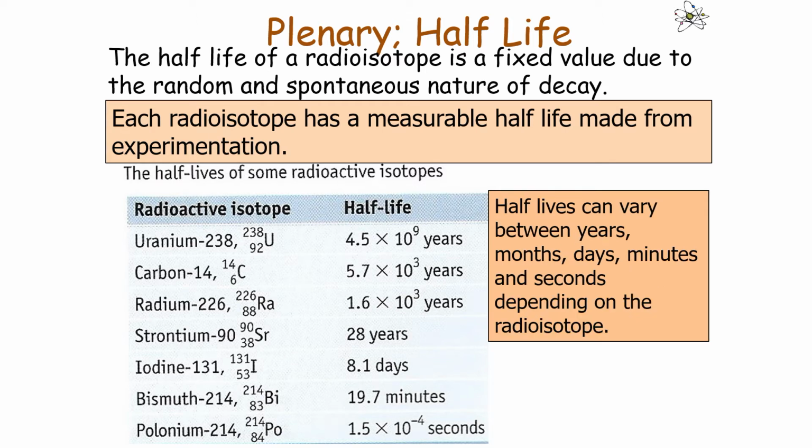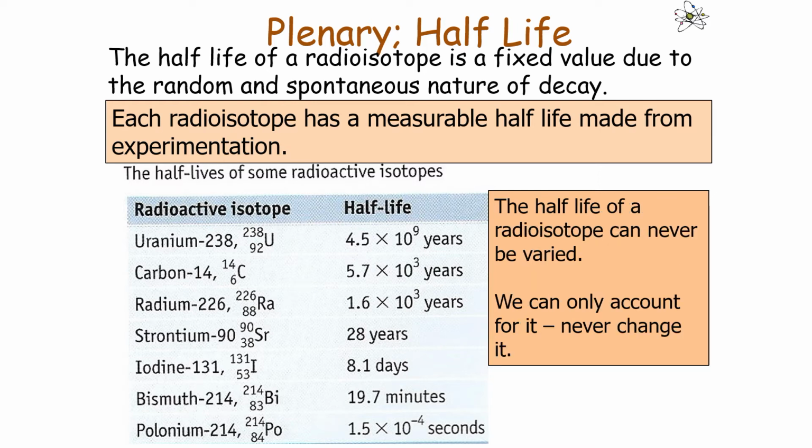Now as you can see in the following information, half-lives of radioactive isotopes or radioisotopes can vary between years, months, days, minutes and seconds depending on the radioisotope. So therefore something like uranium-238 has a half-life of 4.5 times 10 to the 9 years, so the radioactive nuclei in uranium-238 do not decay very quickly, whilst something like polonium-214 has a half-life of 1.5 times 10 to the minus 4 seconds. So this tells us that polonium's nuclei are very unstable and will decay extremely quickly.